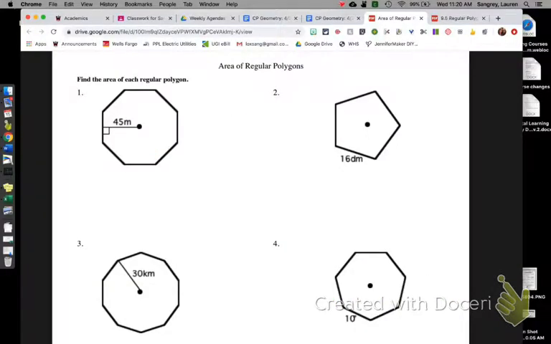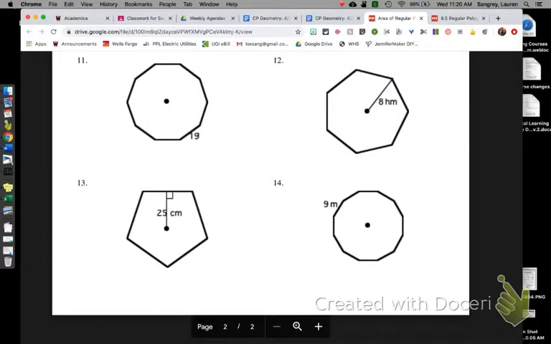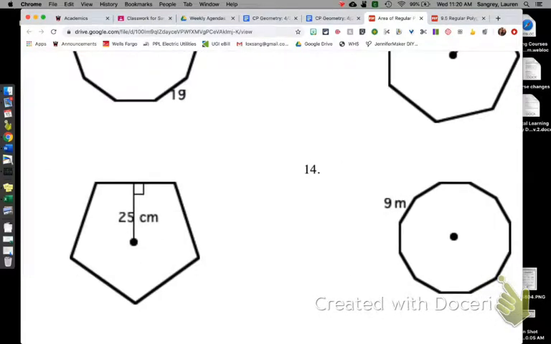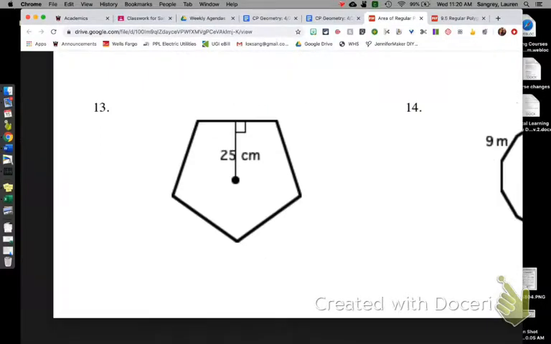The next example I'm going to do is actually not on the note sheet. It's on the area of regular polygons worksheet. And I'm going to go all the way down to number 13 so that we can try this one. Because you'll notice what we know is the apothem. So the two things that we need to get in order to be able to use our formula is the perimeter and the apothem. And we already know the apothem. So our goal here is to get the perimeter.